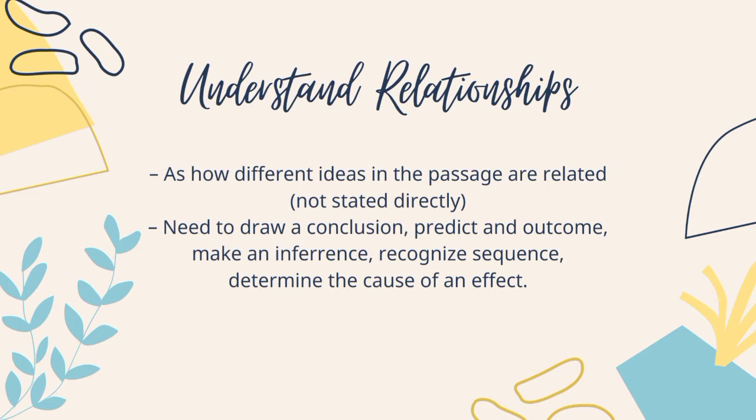Next, we will discuss understanding relationships. There are some strategies to complete the understanding relationship question in TOEFL IBT. The first is to ask how the different ideas in the passage are related. We can find them in the passage, but it is not stated directly. So we need to conclude by ourselves to find the answer. And the second strategy is to draw a conclusion, predict an outcome, make an inference, recognize sequence, and determine the cause of an effect.